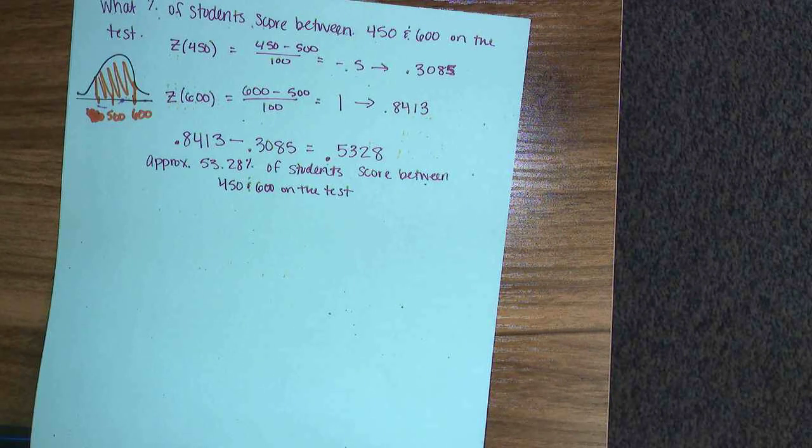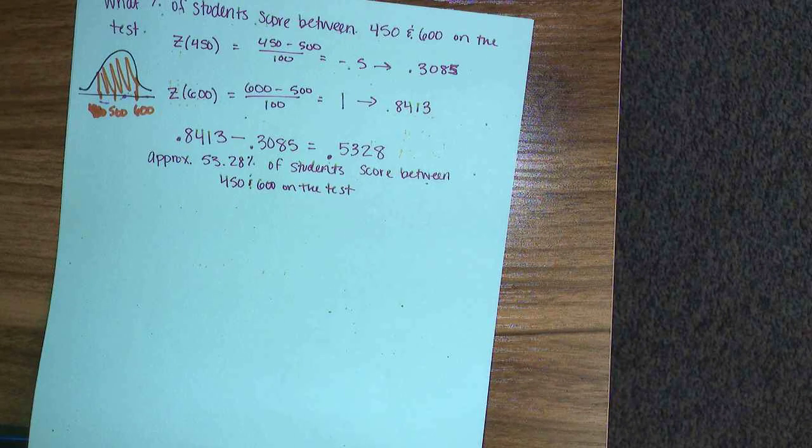I'll give you the Z tables. Just 2. If you need more than that, something's wrong.